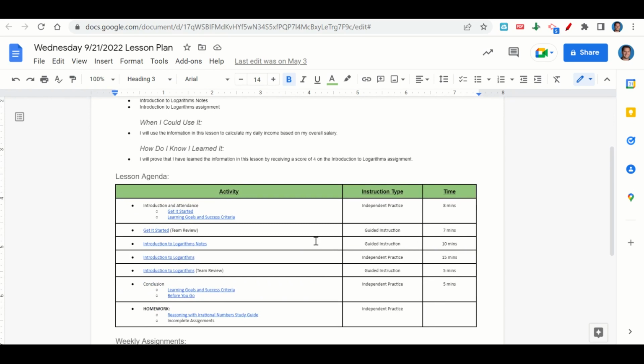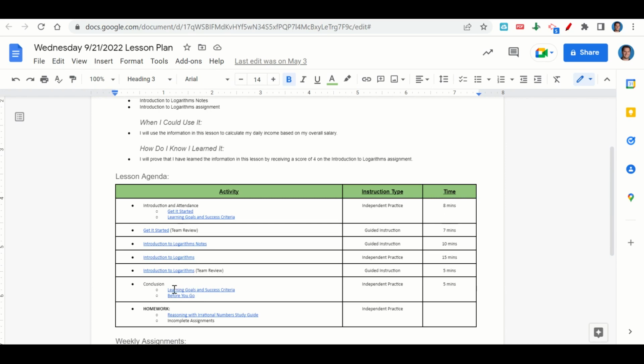Now let's take a look at our agenda for today. We will begin by going over our learning goals and success criteria. While we do that, you'll fill out your Get It Started. Once you've completed your Get It Started, we'll go over it together and answer any questions that you may have. After that, we'll go over the Introduction to Logarithms notes, and then I'll give you time to complete the Introduction to Logarithms assignment.